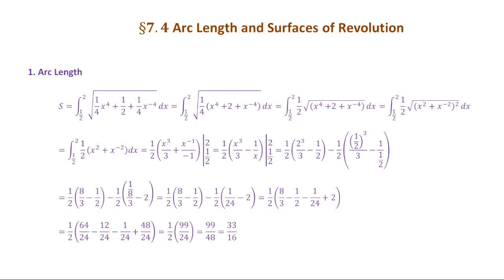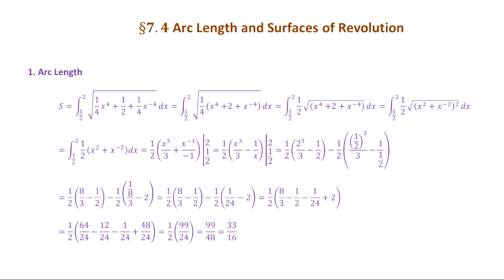So we got 1/2 times x cubed over 3 plus x to the negative 1 over negative 1, from 1/2 to 2. Then we just plug in the numbers and subtract. But let's rewrite the second term as negative 1 over x. Negative 1 in the denominator gives you the negative sign, and x to the negative 1 gives you the x in the denominator. So we got 1/2 times x cubed over 3 minus 1 over x. And then you plug in 2 for x and subtract 1/2 for x, and simplify.